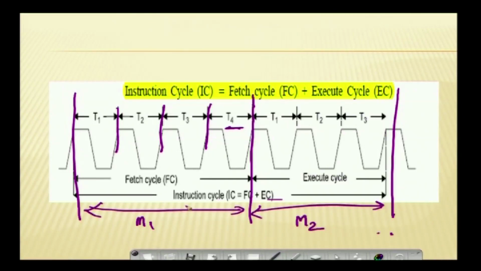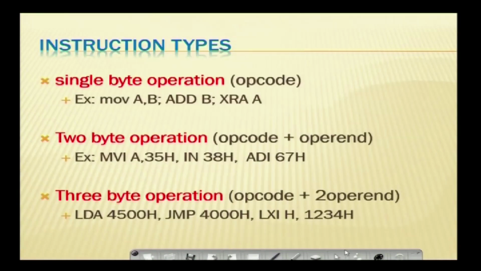The second one is operand fetch cycle, also called the execute cycle. Instructions are classified based on their length. They are classified as single byte instruction, 2 byte instruction and 3 byte instruction. In single byte instruction it consists only of the opcode. In 2 byte instruction it consists of opcode plus operand. In 3 byte instruction it consists of a single opcode with 2 operands.